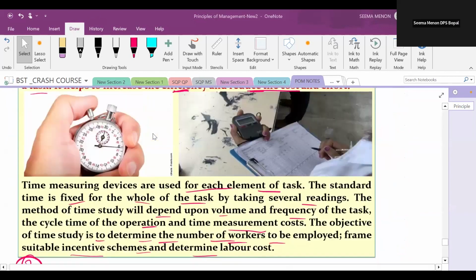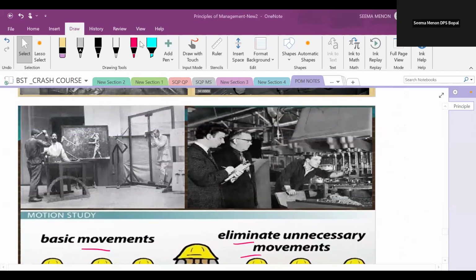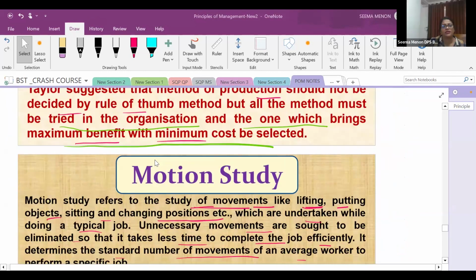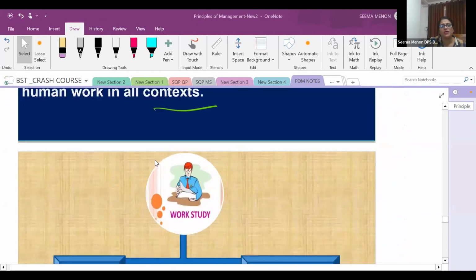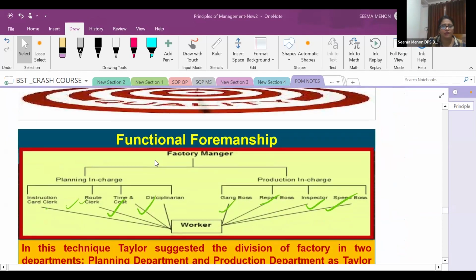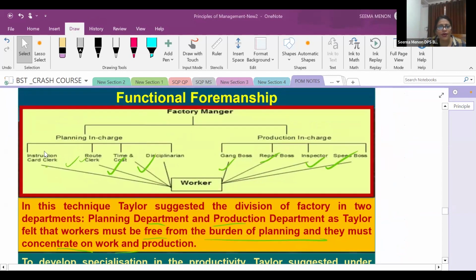Let's recapitulate the scientific techniques of F.W. Taylor. So which are they? First, let's see functional foremanship. Functional foremanship is the work classification, how the work will be done in an organization. So there are 2 departments, planning and production in charge.